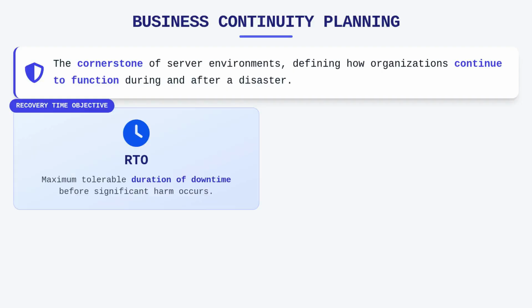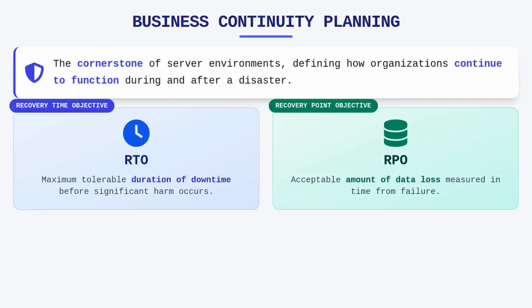When we talk about recovery metrics, we focus on Recovery Time Objective, or RTO, and Recovery Point Objective, or RPO. RTO represents the maximum tolerable duration of downtime before an organization suffers significant harm, while RPO defines the acceptable amount of data loss measured in time from the moment of failure.